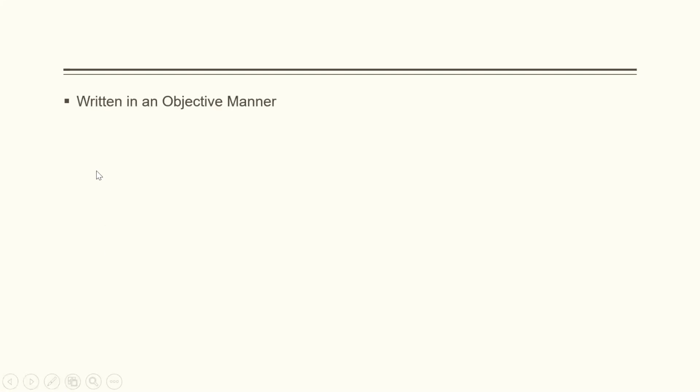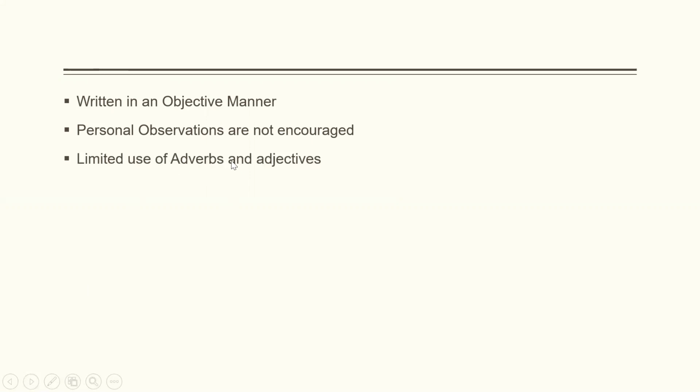So, when you write a minute, you have to write it in an objective manner. Whoever is writing a minute, your personal observations cannot come in a minute. Personal observations are not encouraged. Limited use of adverbs and adjectives. Usually, we use adverbs and adjectives to make the writing ornamental. Here in minutes, you should not use it. So, that means that writing should be simple and not ornamental.